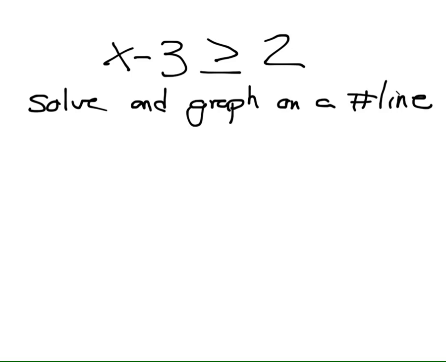All right, so to solve for x, what do we do to both sides? Plus 3. We get rid of the -3. We add 3 to both sides. So we would be left with x greater than or equal to 5. So now we put this on a number line.